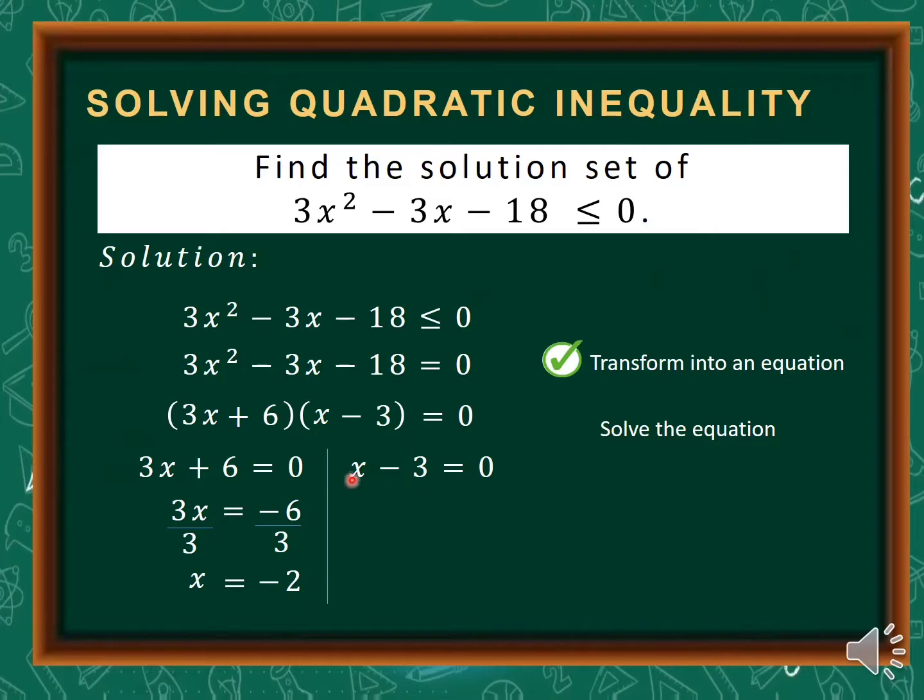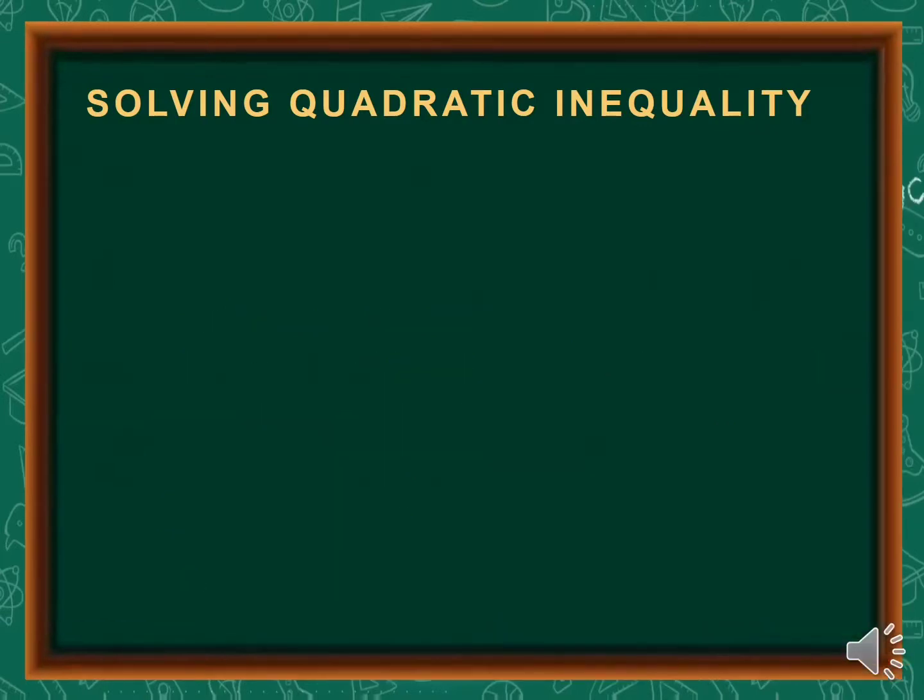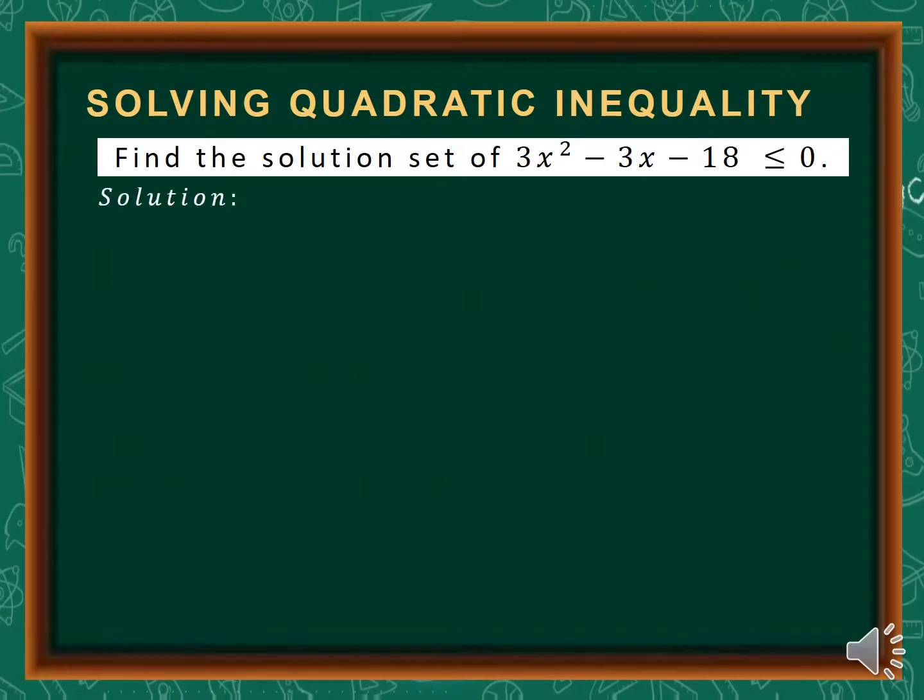While here, sa other equation natin, x minus 3 is equal to 0. Negative 3 will be transposed into the other side, so that will become x is equal to 3. So, that is our x sub 2. Again, we already solved the equation. After finding the values of x sub 1 and x sub 2, or the roots of our quadratic equation, which are negative 2 and positive 3, that will serve as our critical points.